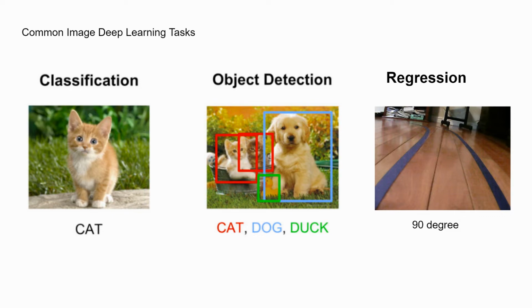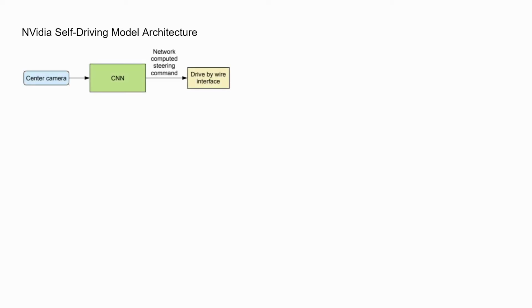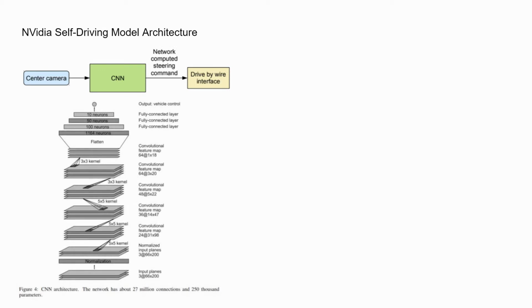Due to this reason, I picked the model proposed by Nvidia for self-driving cars. Their setup is very similar to PiCar, which uses one center camera to capture images and feeds the images to a convolutional neural network to generate steering angles. This model only has 250,000 parameters, smaller than models in the previous diagram. It has 5 convolutional layers and 3 fully connected layers.